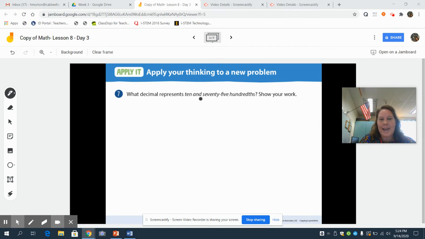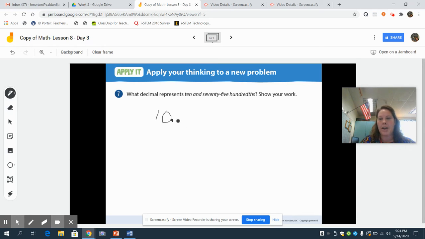We've got 10 and. Okay, the word "and" means decimal point. So I see that I have the whole number 10 followed by a decimal point. So I'll do 10 and then I need 75 hundredths. So I know I need to write the number 75, and I know that the last digit, that 5, needs to be in the hundredths place.